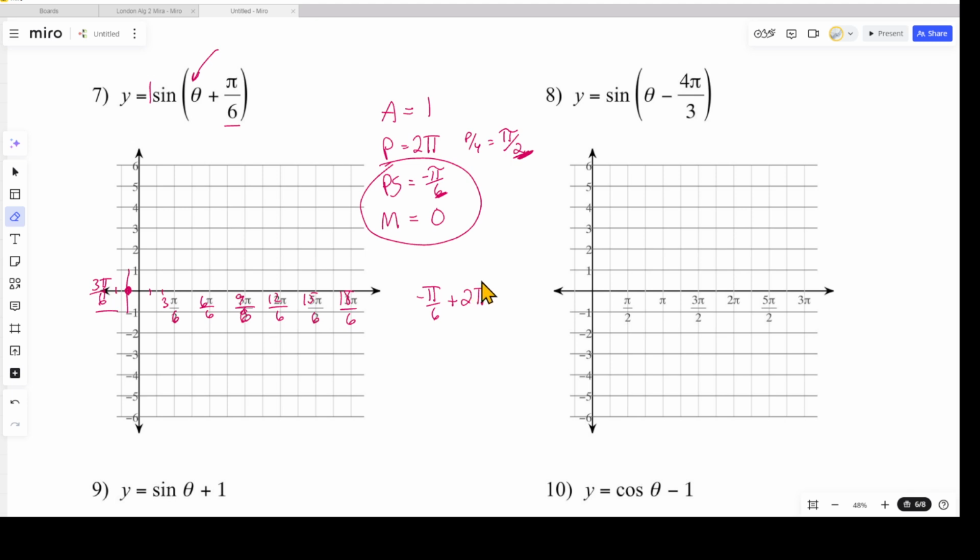All right, so 2 pi is the same as 12 pi over 6. So 11 pi over 6 is 2 pi units away from negative pi over 6. 11 pi over 6 is 2 pi units to the right of negative pi over 6. So there's 12 pi over 6, so this will be the end of my box. I'm kind of just eyeballing 11 pi over 6. This is 9, 10, 11, 12.